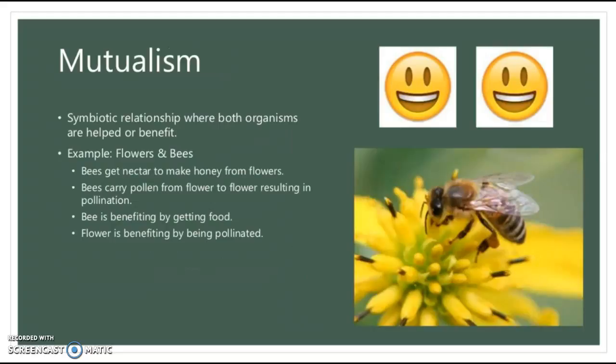Our next relationship is mutualism. This is a symbiotic relationship where both organisms are helped or both organisms benefit. My example here are flowers and bees. Bees get nectar to make honey from flowers. Bees carry pollen from flower to flower, resulting in pollination. The bee is benefiting by getting food, and the flower is benefiting by being pollinated and able to reproduce and have more flowers grow.